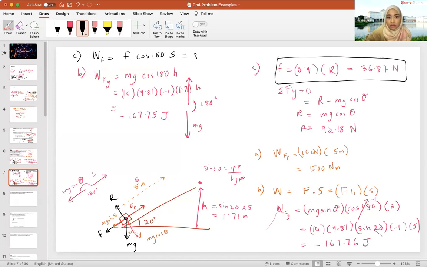So that is 36.87 times minus 1 times 5. So this is your non-conservative work done, or the work done by friction. So 36.87 times 5 times minus 1.